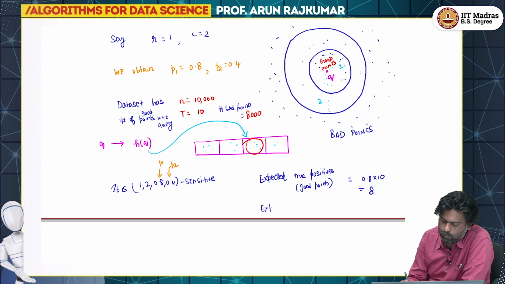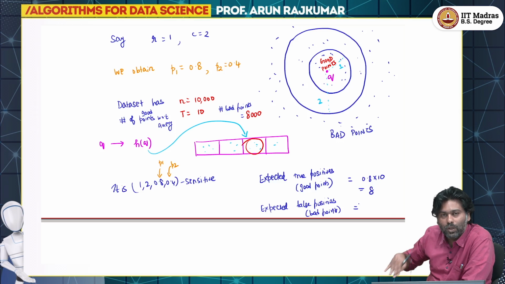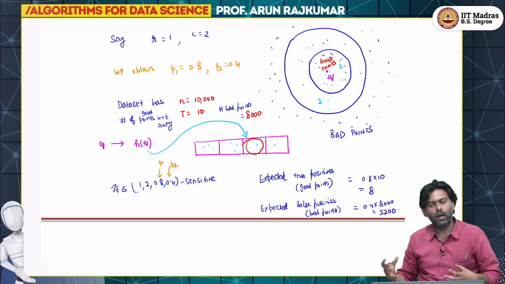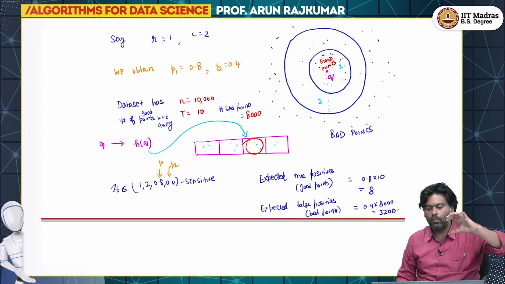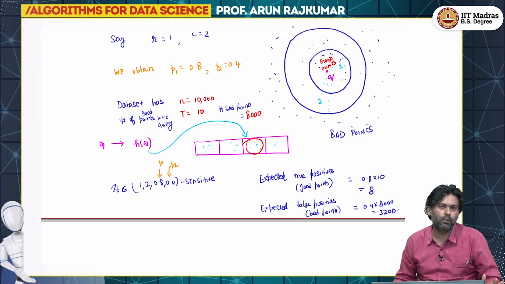Now what is the expected number of false positives, the bad points? Well, there are 8,000 of them. Of course not all of them are going to be there, because the collision probability is much lower, it's just 0.4. But if you do the calculation, on average you are going to see 0.4 times 8,000 of these, which is 3,200 points. So the total number of points, the good and the bad put together, in the same bucket where the query got hashed to is something like 3,208.